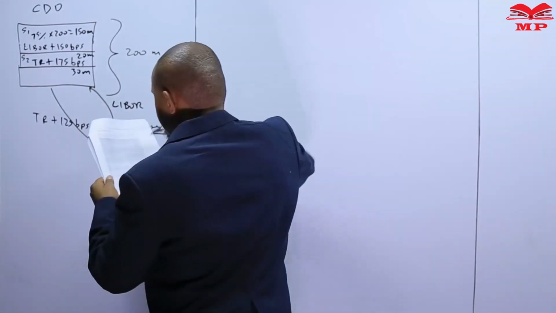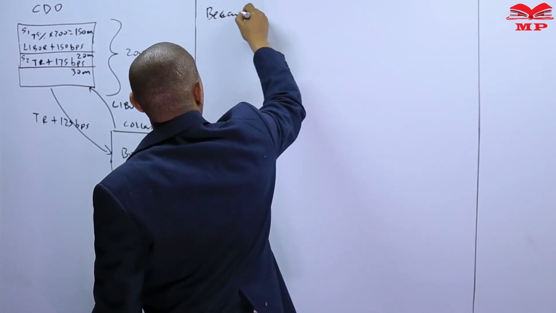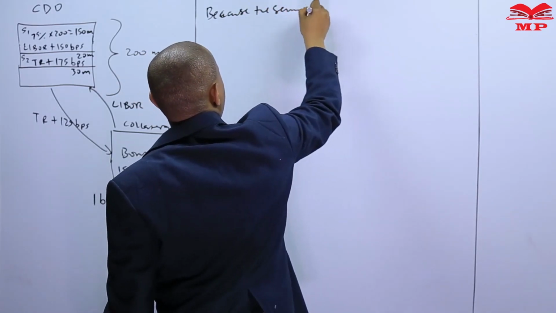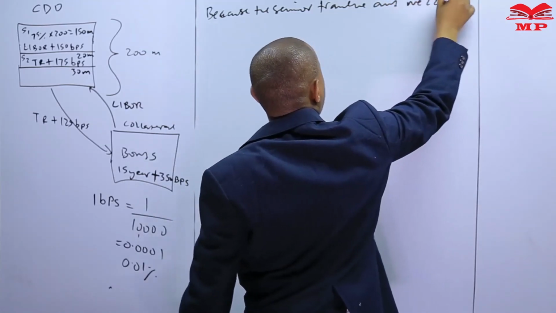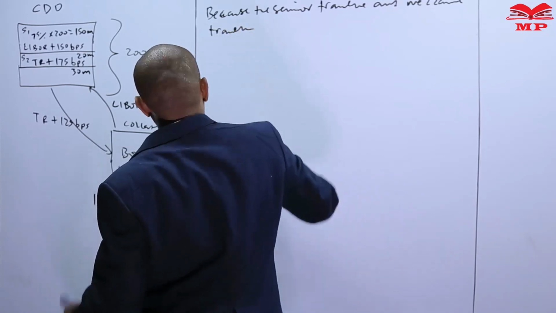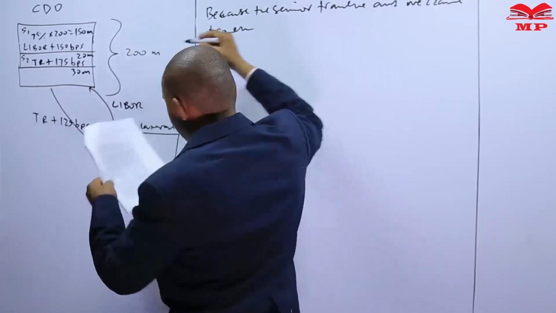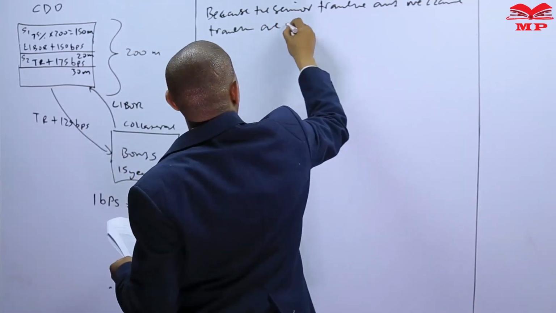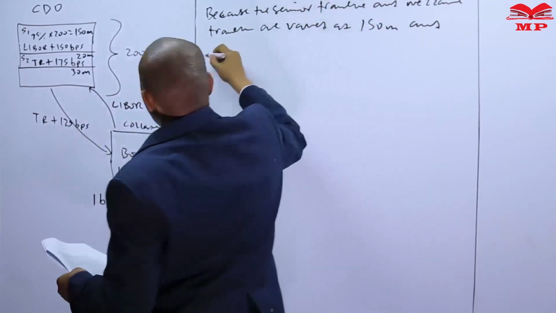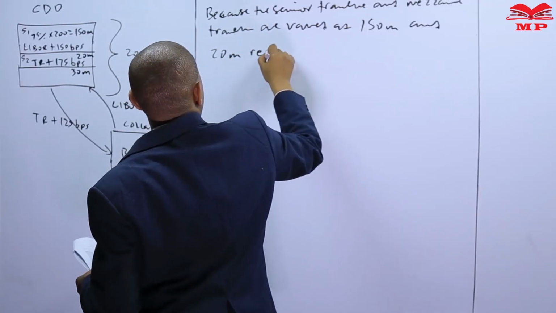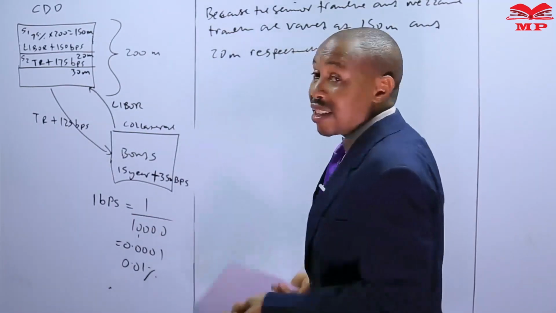We can say that because the senior tranche and mezzanine tranche, you can see these are both valued at 150 million and 20 million respectively. We can say the equity tranche has a par value of 30 million.